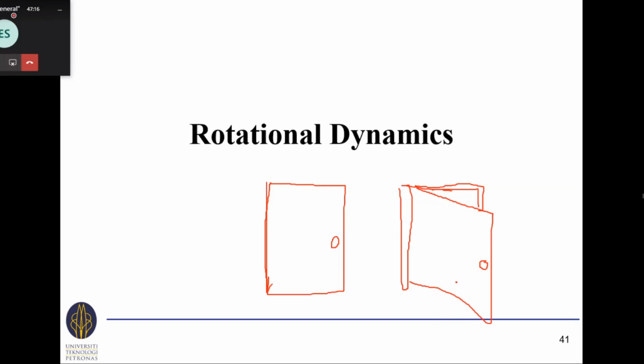So when you open the door, you need to exert some force on the doorknob, whether to push or pull it. In order for you to rotate the door, you have to have the force there. So the force you exerted will rotate the door either clockwise or counterclockwise, either to open or to close it. So how do you know that this is a rotational motion?